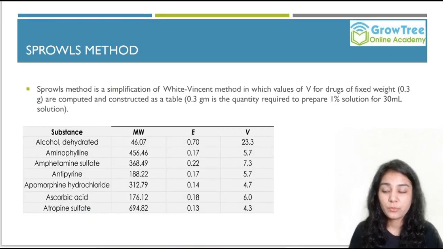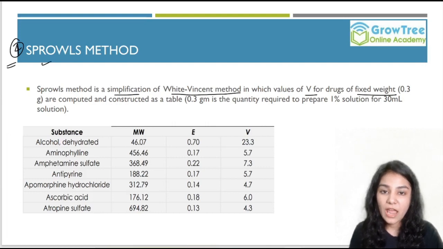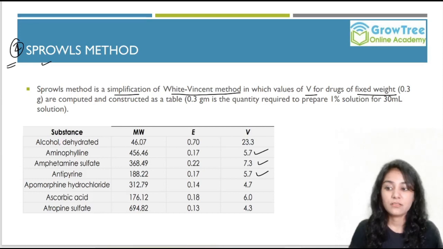The last and fourth method used for the adjustment of isotonicity is Sprowls' method, and it is a simplification of the White-Vincent method. In Sprowls' method, the values of V for drugs of fixed weight, that is 0.3 gram, are computed and constructed into a table. Here you can see we have the values of V for different drugs like aminophylline, amphetamine sulfate, antipyrine, and so on. This was all about methods of adjusting isotonicity.